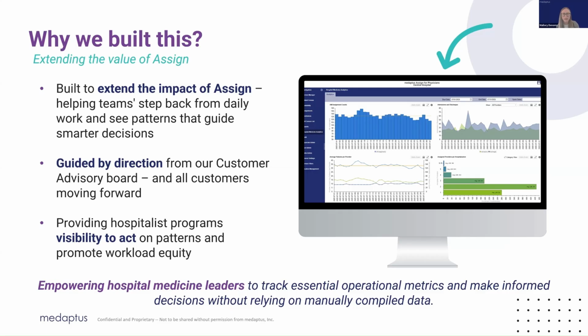We know that most teams might have access to some of this data in their EHR or other systems, but what's often missing is a quick, meaningful view into assignment-specific performance, something that connects directly to the work you're doing daily in Assign. And again, our goal with this release isn't to replace any source of truth or replace you looking in your EHR. It's to make Assign more useful in helping you understand what's happening rather than just managing it on a daily basis.